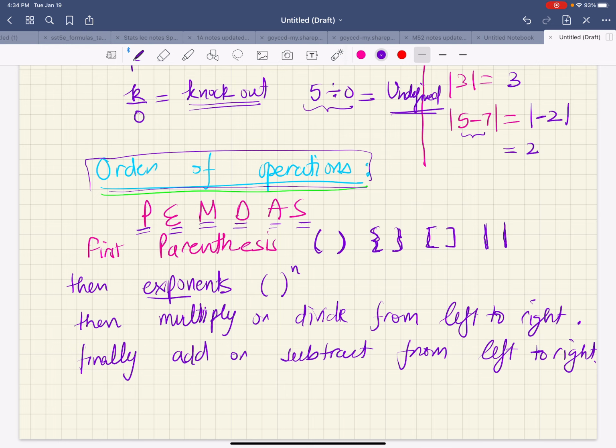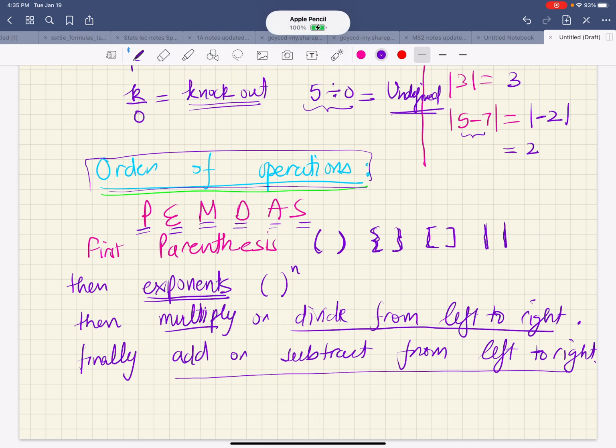Next we want to attack exponents. And then we want to do multiply or divide from left to right. And finally, add or subtract from left to right. So read this for a minute and think about, memorize it. So I'm going to give you a minute to memorize this PEMDAS.